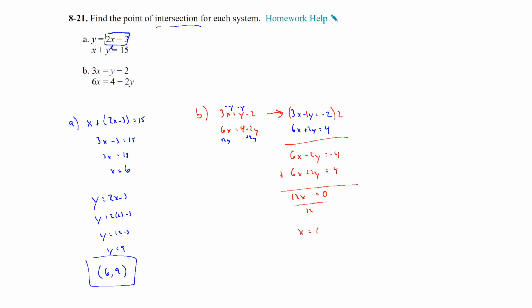Divide by 12, and x is equal to 0. And 0 is a number, so we're good to go. It's not undefined or anything. And then you can plug 0 back in. I'm going to plug it back into my first equation.